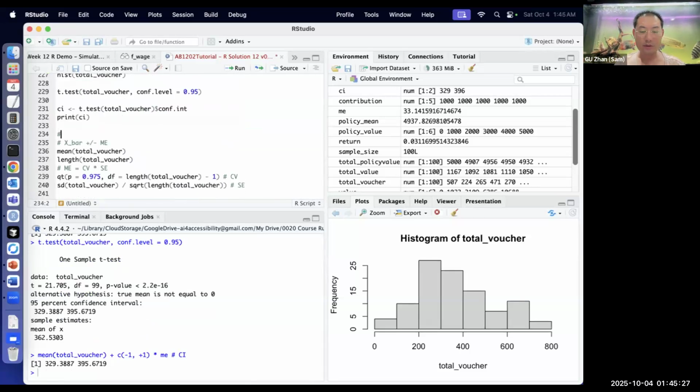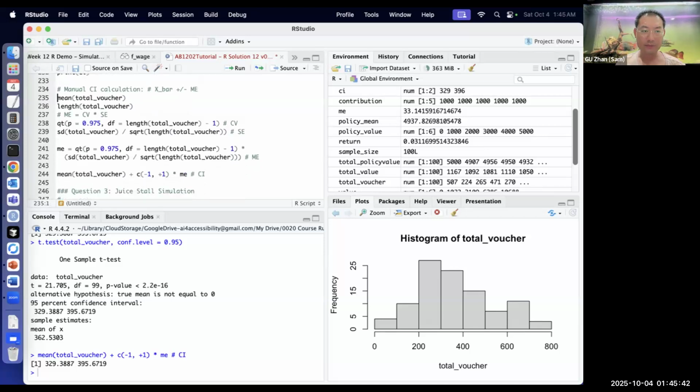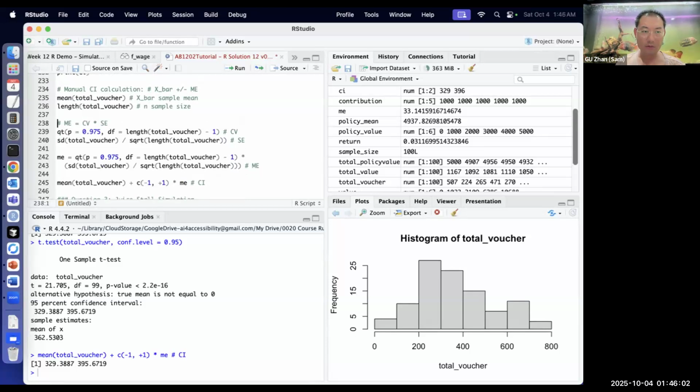So it's called manual CI calculation. Okay, calculation. X bar plus minus ME. This is your X bar, sample mean. This is your ME and sample size. Okay, cool.